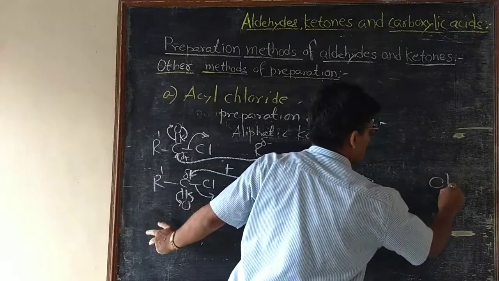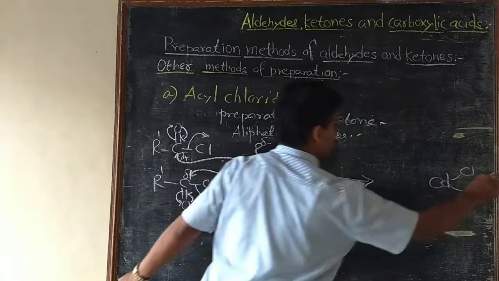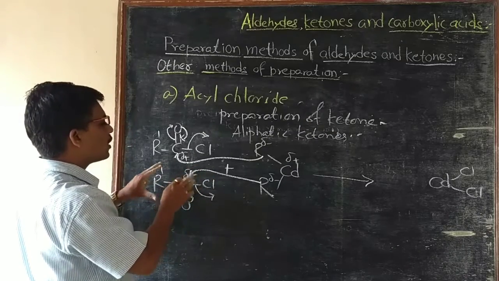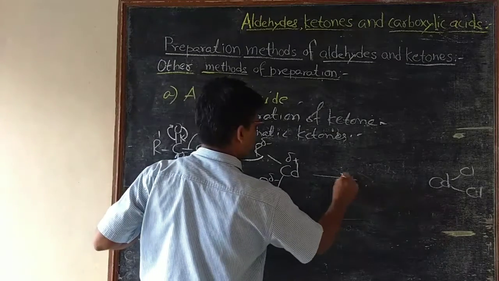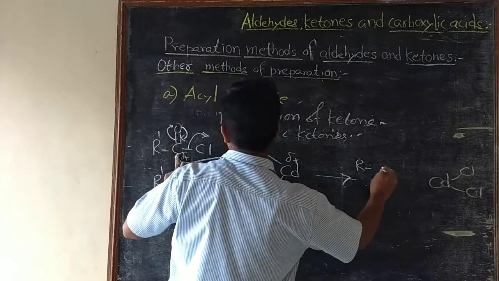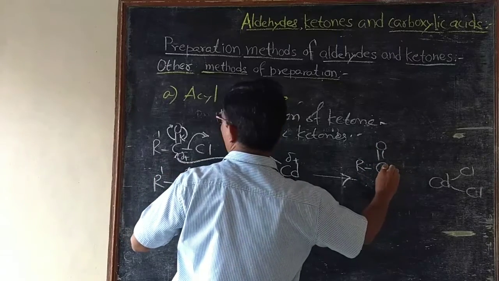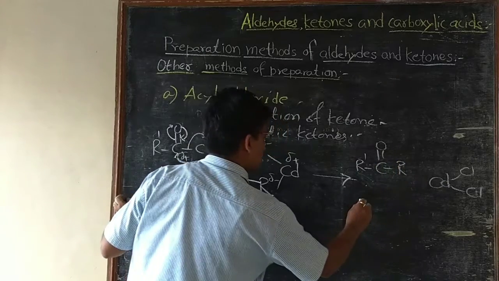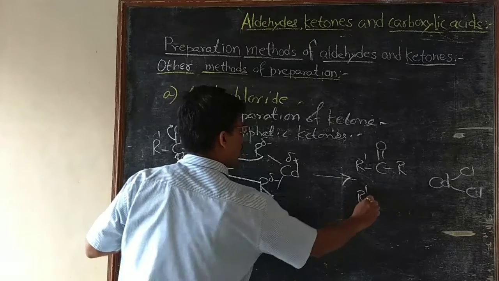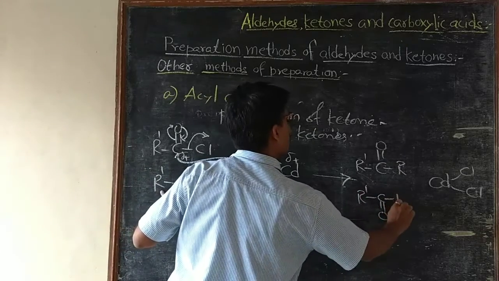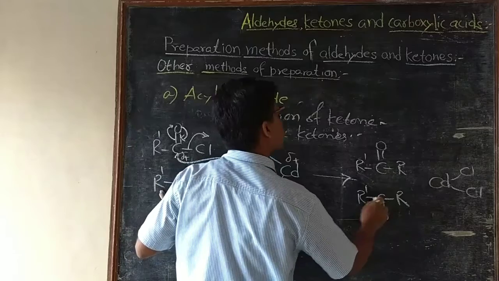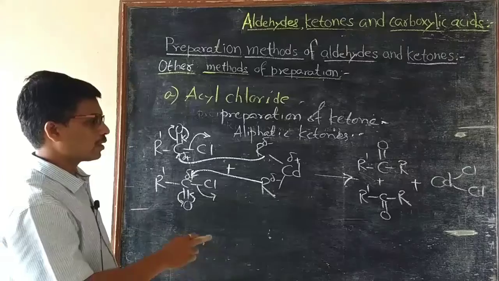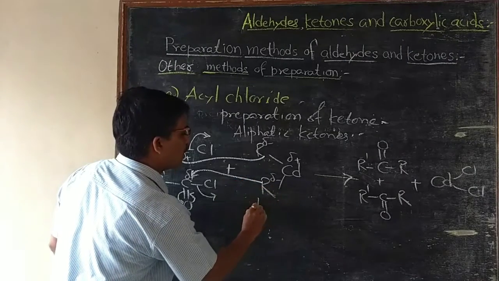to form CdCl2, cadmium chloride. And what we have left is our desired product, that is R C double bond O R. Then in this case also R prime C double bond O R. These are ketones plus cadmium chloride.